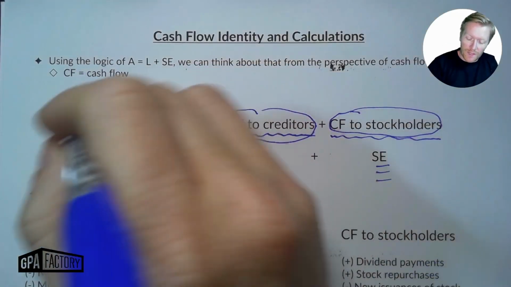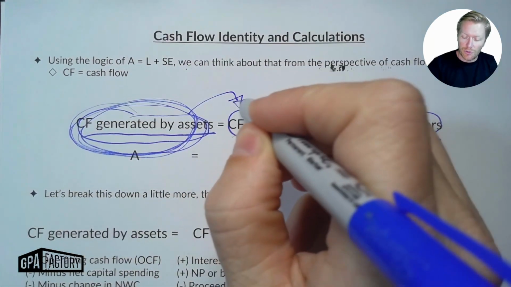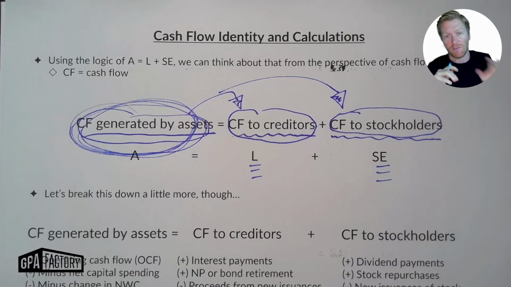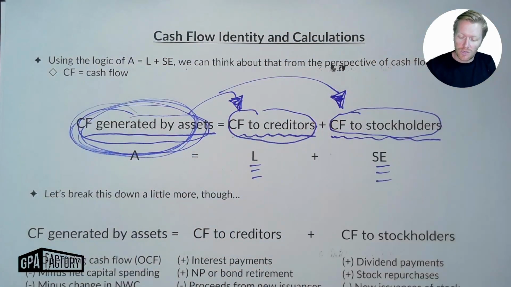So really it's all of the cash that's available and freed up to go to creditors and stockholders. That hasn't gone to the government. That's not tied up in purchasing new assets. It is freed up and it is available to go to creditors and to stockholders.